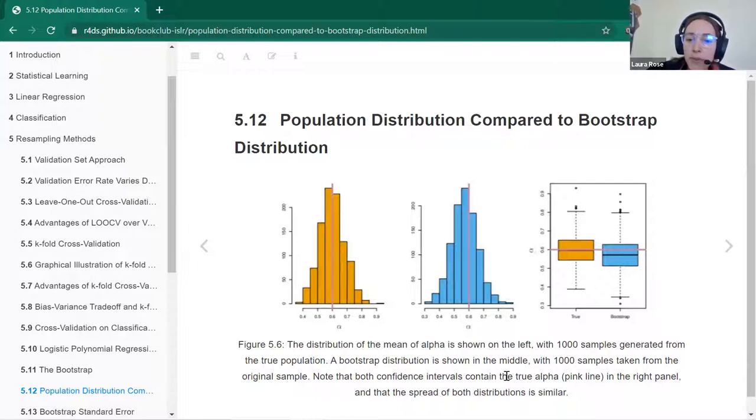Notice that both confidence intervals here in our box plot on the right contain the true alpha, so that pink line in the right panel. And you can see the spread of the distributions is similar, slightly larger for the bootstrap.